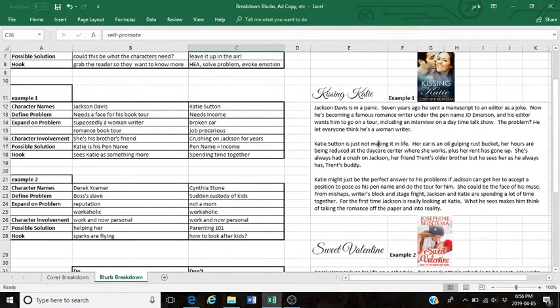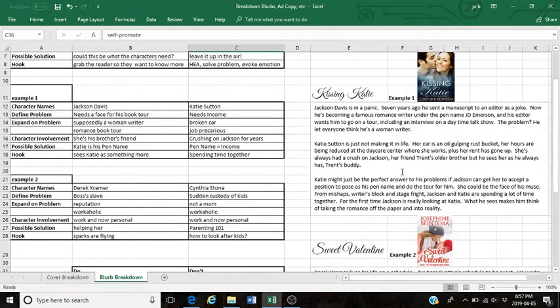Katie Sutton is just not making it in life. Her car is an oil-gulping rust bucket. Her hours are being reduced at the daycare center where she works, plus her rent has gone up. She's always had a crush on Jackson, her friend Trent's older brother, but he sees her as he always has, Trent's buddy. Katie might just be the perfect answer to his problems if Jackson can get her to accept a position to pose as his pen name and do the tour for him. She could be the face of his muse.